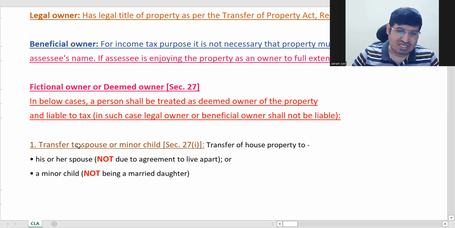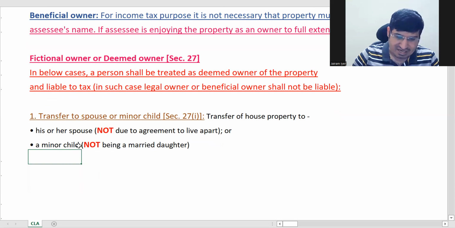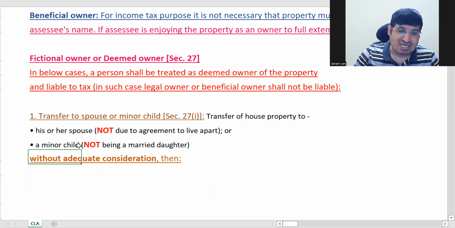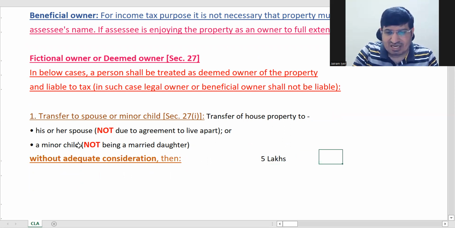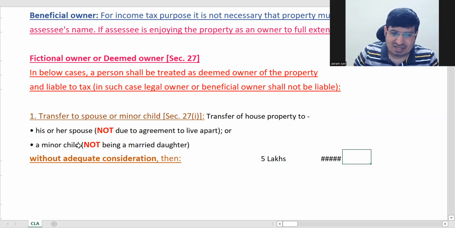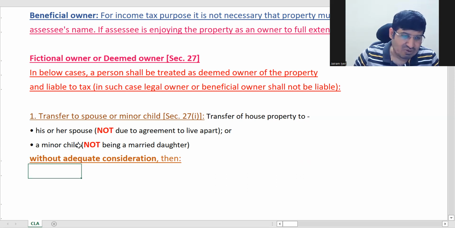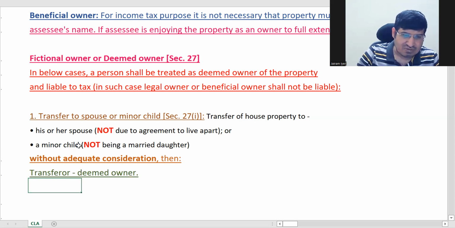Okay, so chalo, first is transfer to spouse or minor child. Okay, one thing important is it should be without adequate consideration. Okay, very much important, without adequate consideration. So for example, what will happen? A 5 lakhs house property is being transferred for 50,000. Okay, this would be transfer for inadequate consideration or transfer without adequate consideration. Okay, ठीक है, then transferor will be the deemed owner. समझ में आ गया?